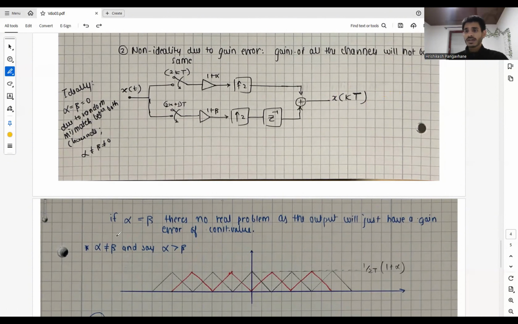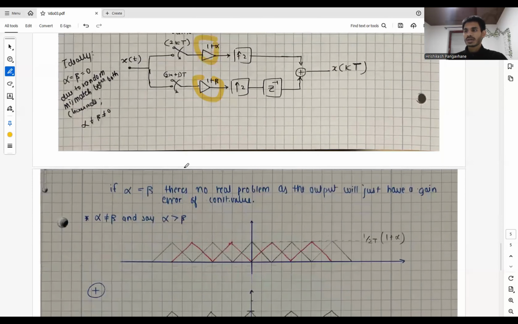But when alpha is not equal to beta, let's say the gains are not equal anymore, and let's consider that alpha is greater than beta just for the sake of analyzing. So then we had this kind of system, right? For channel 1, the spectrum of point C was like this, and this value was 1 by 2t, but now it will be 1 by 2t times 1 plus alpha.